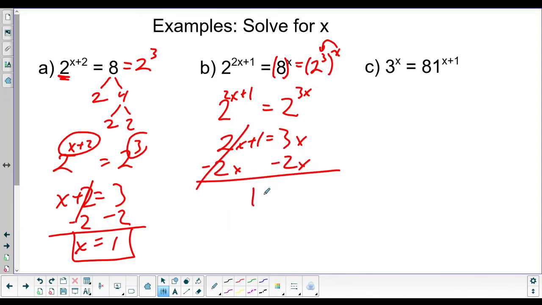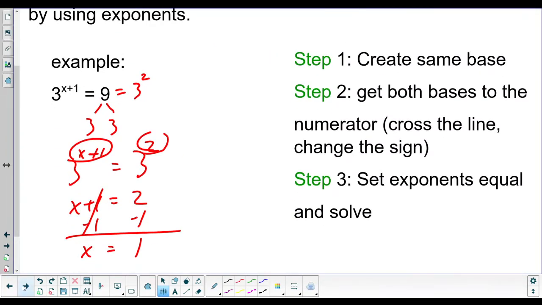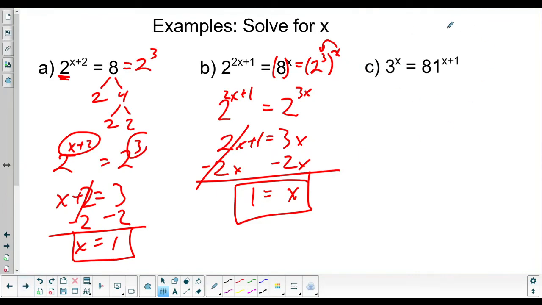These cancel. We have 1 equals 3 minus 2, is 1x. So x equals 1 again. That seems like their favorite answer because it's been the answer the last 3 times. Hopefully this one isn't it.